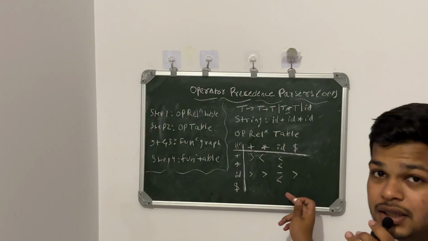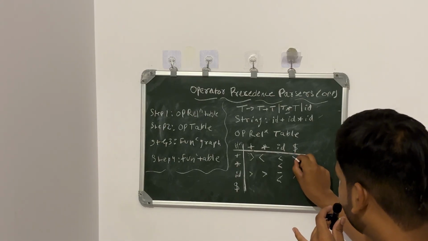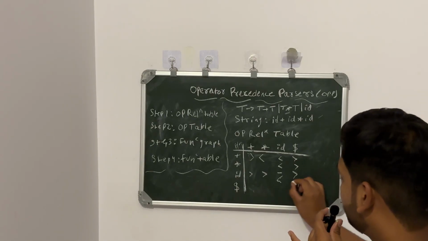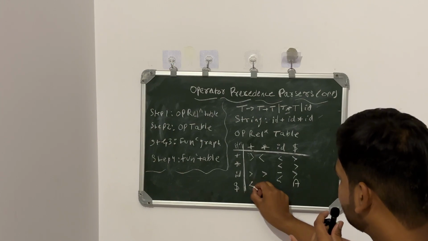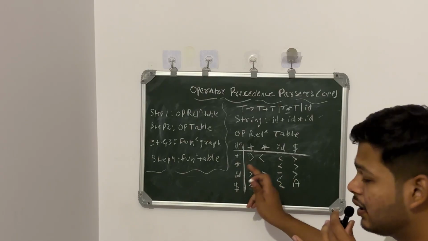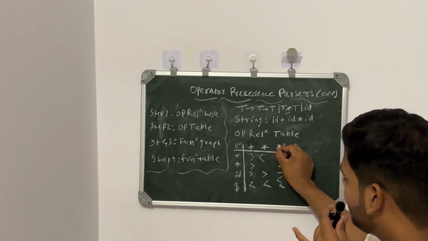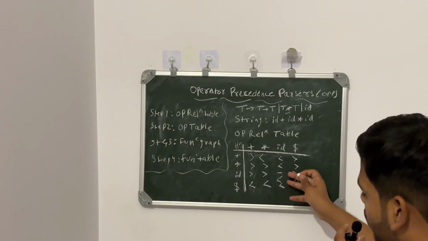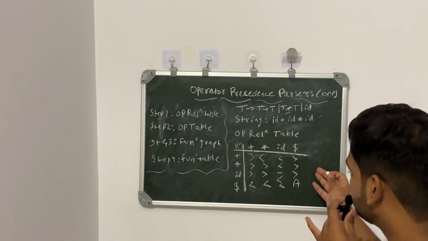Dollar has the lowest precedence, so we'll put a greater than sign opposite to the dollar for every single sign. And for dollar dollar, we will just put an accept. Now star has greater precedence than plus. Star has greater precedence than the right star. And for ID, we have solved it earlier. So this is how you will create an operator relation table.